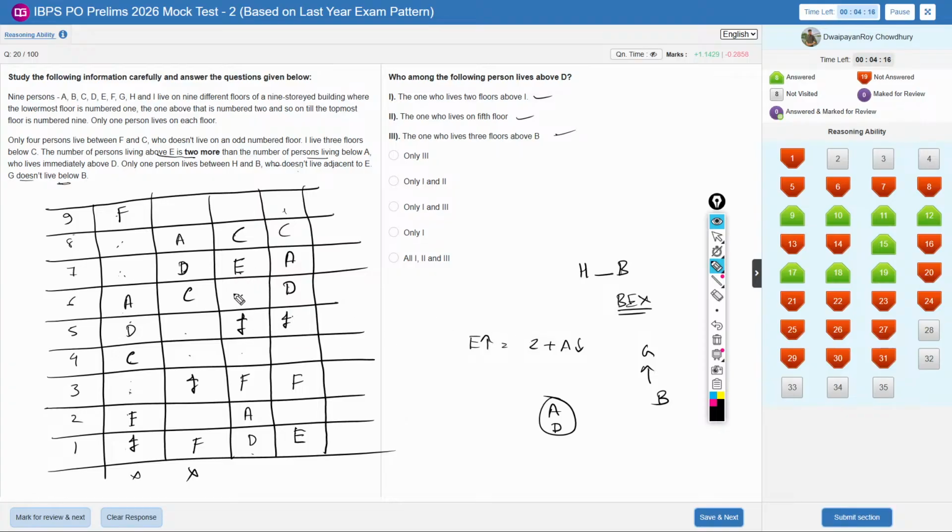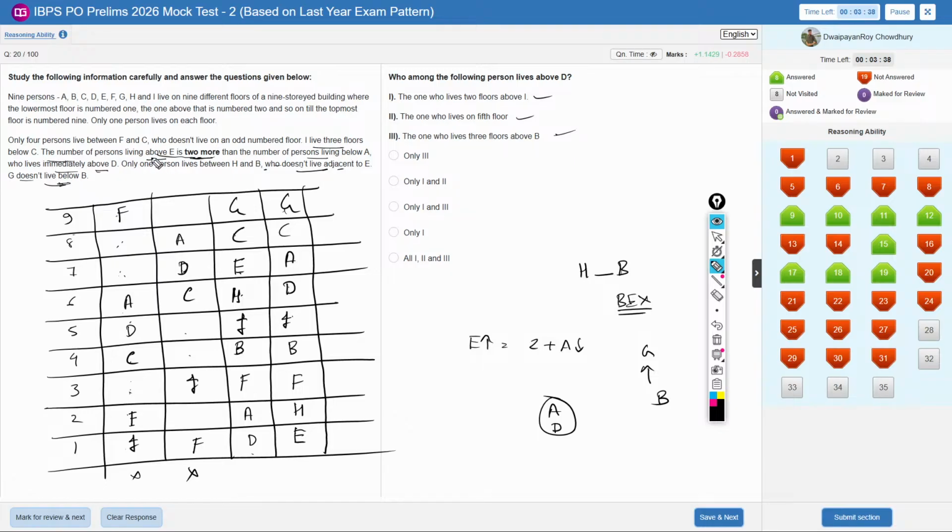Now H and B. So H here, B here, G goes here. For this scenario, G goes here. Again also B here, H here. But some option might stick, B does not live adjacent to E. G lives below, okay. Who lives immediately above D? I lives 3 floors below C.